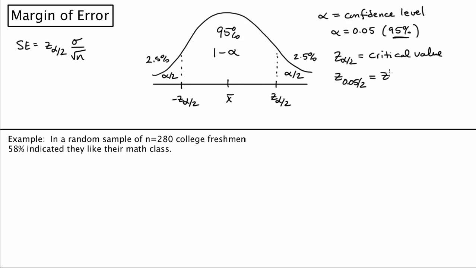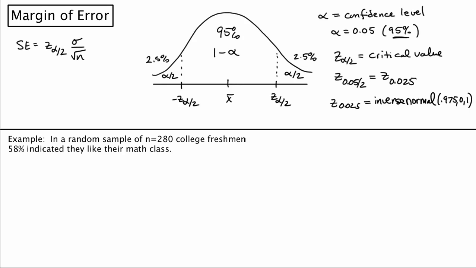All I'm asking you to find is the Z value that corresponds to 2.5% of the data being above it, or 97.5% being below it. Here's how we would do this in class. This Z.025 is simply the inverse normal. We'd use our calculators to find this. It's the inverse normal of 0.975, the percentile on the standard scale 0, 1.